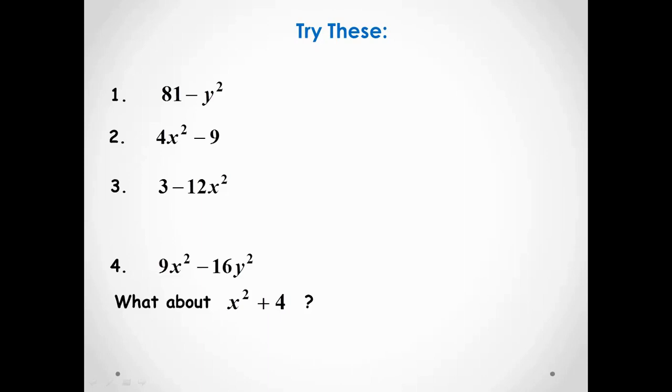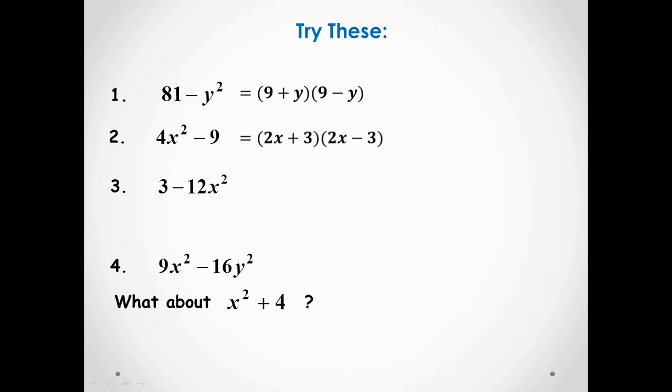So if you had actually tried these, then, well, the first one, straightforward. We know that the square root of 81 is 9, and the square root of y squared is y. So then our answer will be 9 plus y, 9 minus y. Next one, the square root of 4x squared is 2x, and the square root of 9 is 3. So the solution then is 2x plus 3, 2x minus 3.